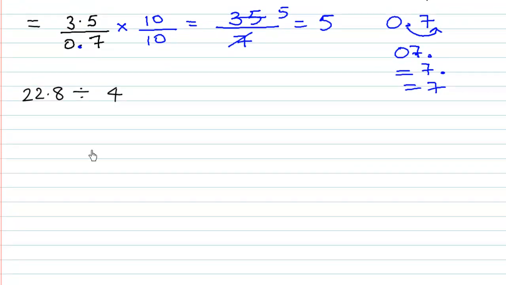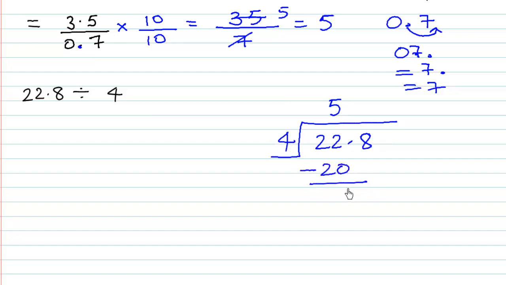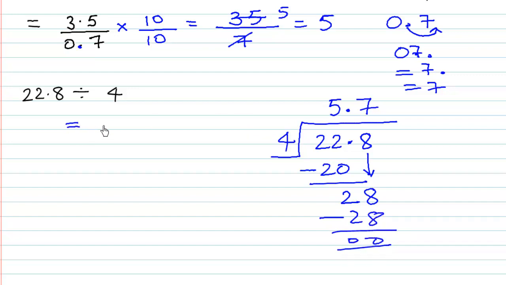Let's deal with the last sum. How shall we find 22.8 divided by 4? So we shall divide 22.8 by 4. So 4 5s are 20. Then 2 minus 0 is 2, 2 minus 2 is 0. And instead of bringing this decimal point down, we shall write it in the quotient and bring the 8 down. And 4 7s are 28. So the answer to this is 5.7.